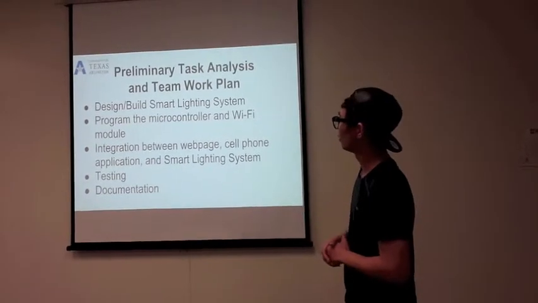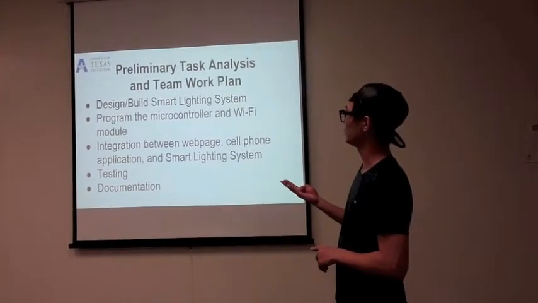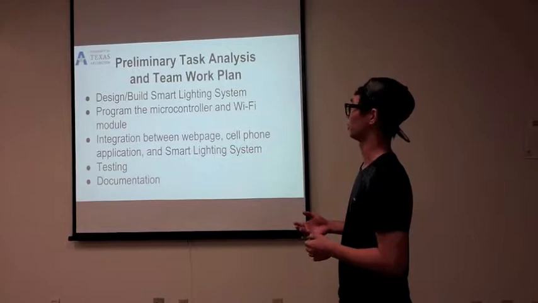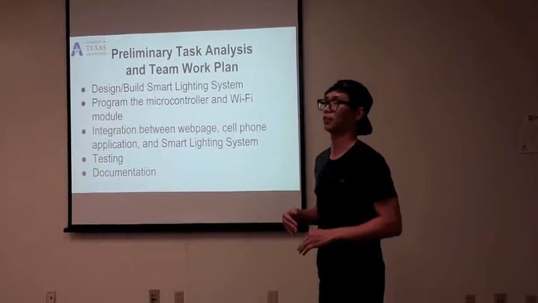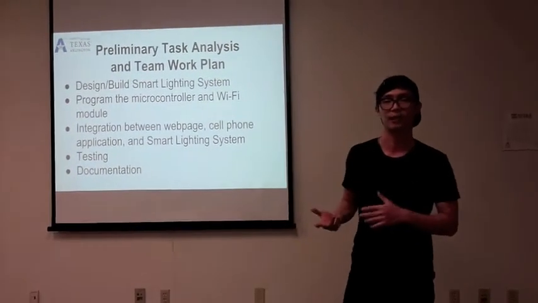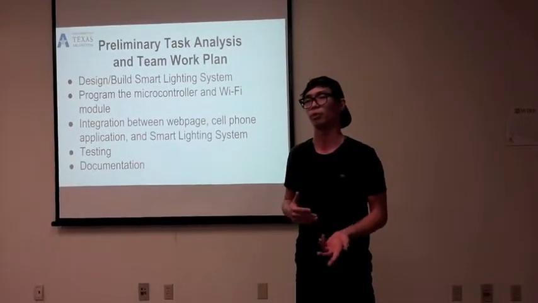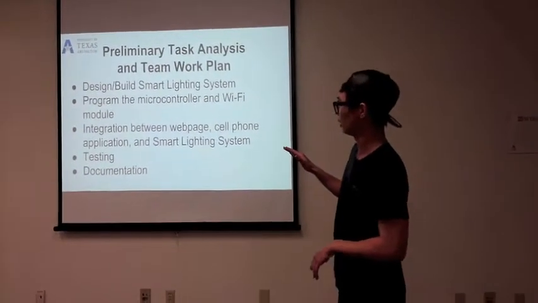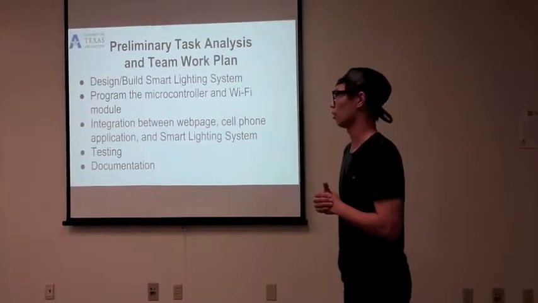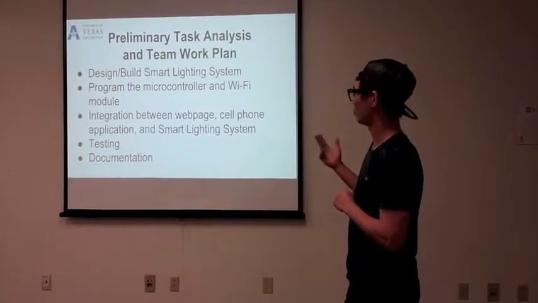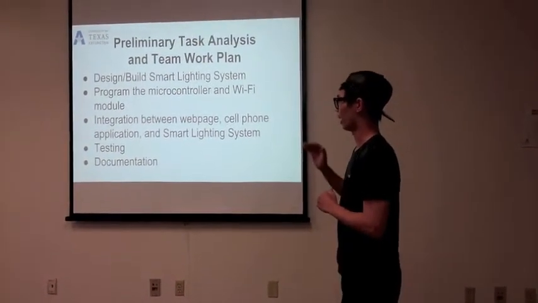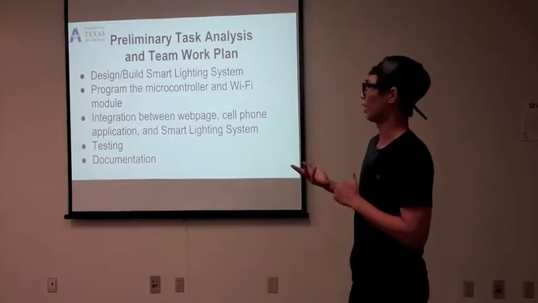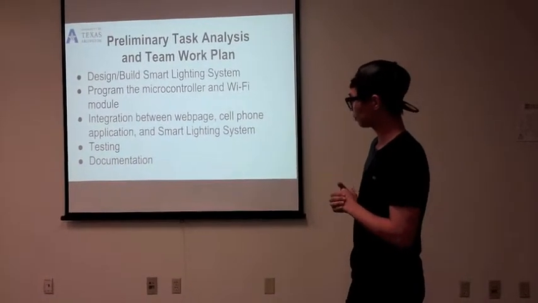After that, we're going to try to integrate the web page, cell phone application, and the smart lighting system together. Like I mentioned, we're going to have a web page and a cell phone app in order to see the status of the desk lamp and be able to control it. This integration step, I think, will take a long time in order to be able to communicate with each other. So we're going to try to focus on this after we get all the components built.